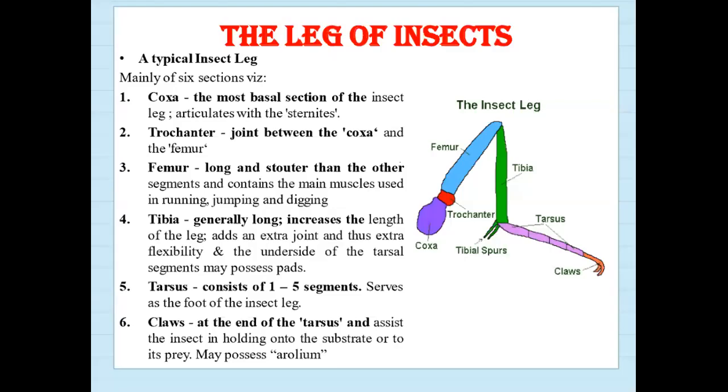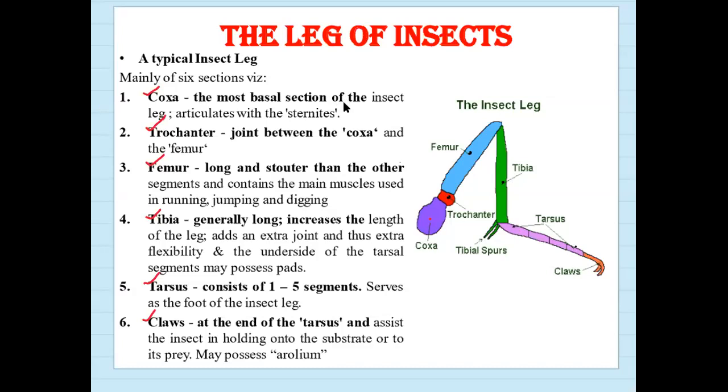Now see the structure of a typical insect leg. The insect leg mainly has six sections: the coxa, trochanter, femur, tibia, tarsus, and claws. All these things we can compare with this diagram. This is coxa. This is trochanter. Femur, tibia, tarsus, and claws.